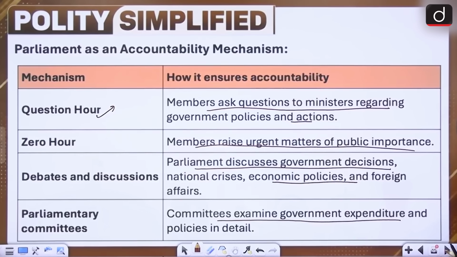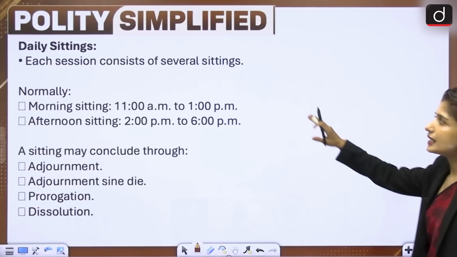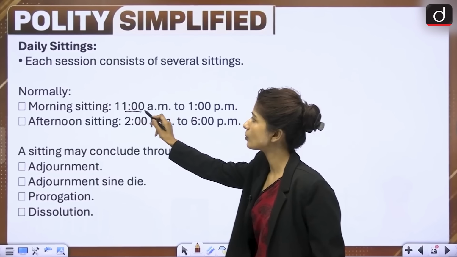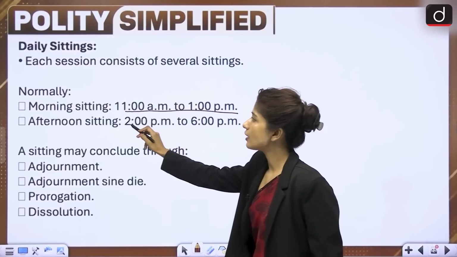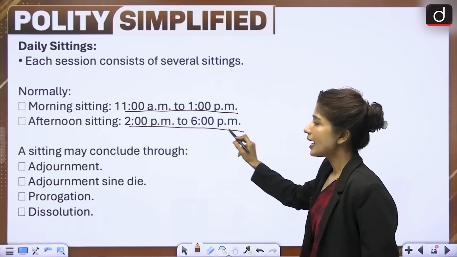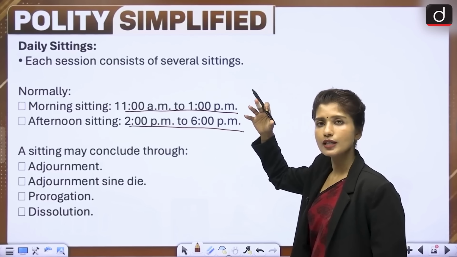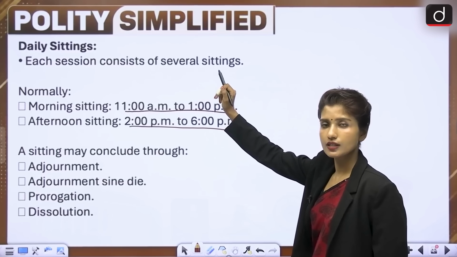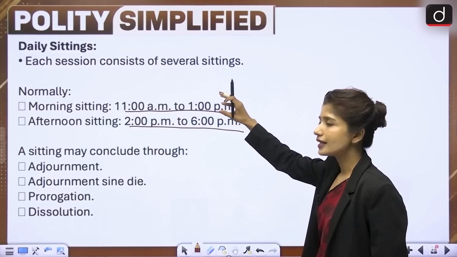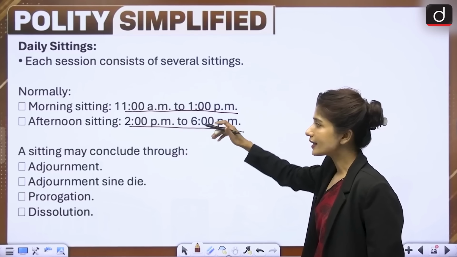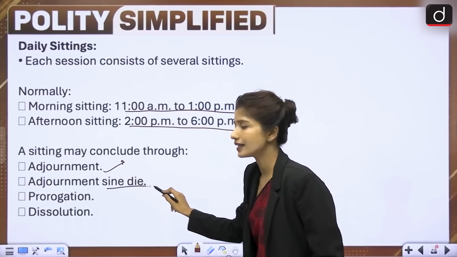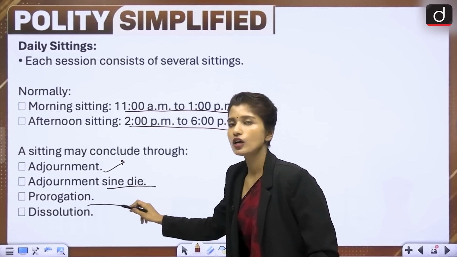Okay, next is the timings, the daily sittings. Each session consists of several sittings. Usually there is a morning sitting from 11 a.m. to 1 p.m. and an afternoon sitting from 2 p.m. to 6 p.m. A sitting has been started, let's say, from the President's address, as we saw in the budget session, right? Now that can conclude through adjournment, adjournment sine die, prorogation or dissolution.